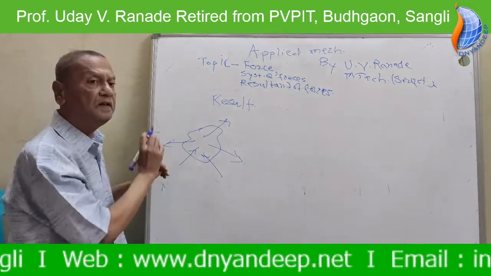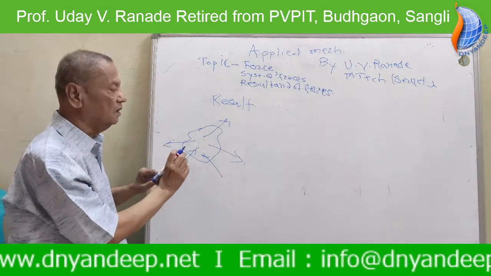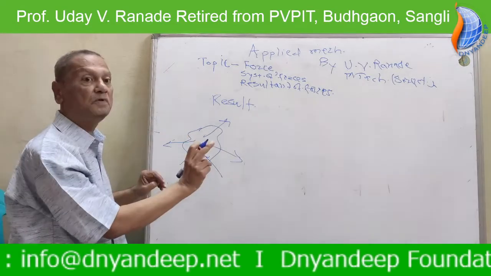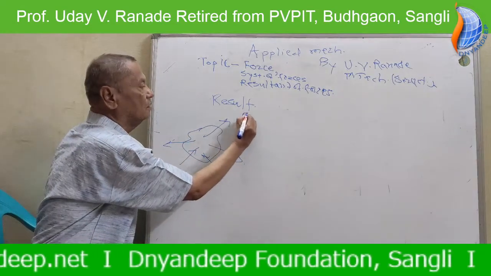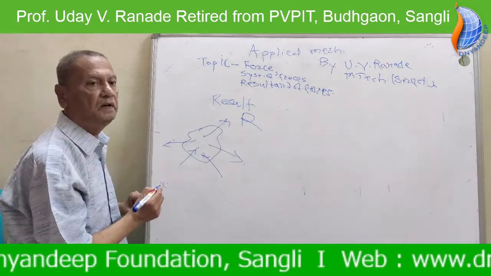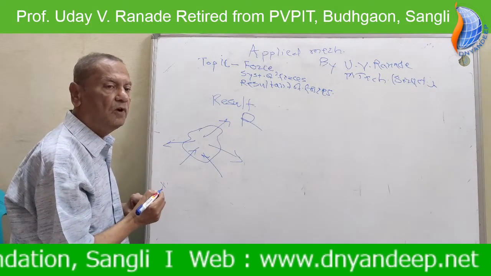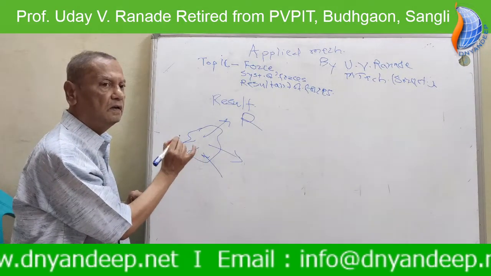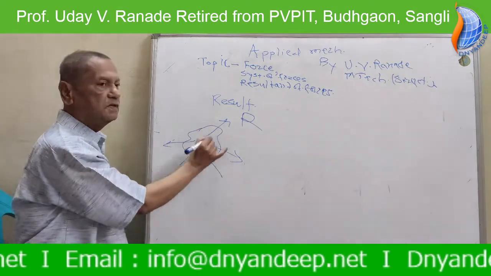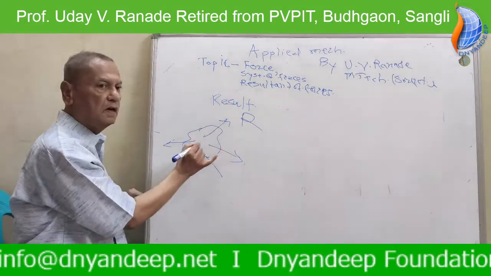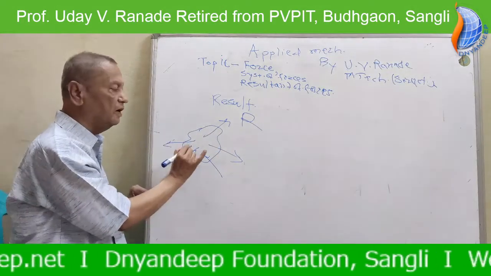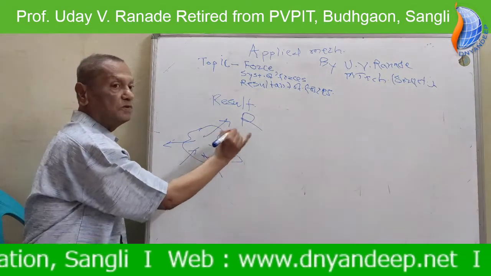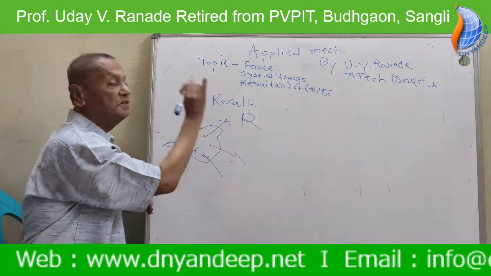But what is the resultant? Resultant is not different forces, but a single force. It is called R. R is the resultant, and it will make the same effect as that of the system of forces. Whatever effect the system of forces acting on the body makes, the same effect will be made by a single force, and that single force is called the resultant.